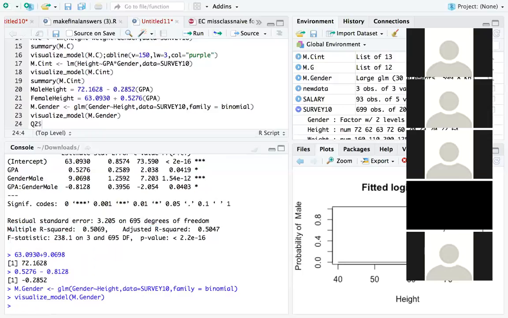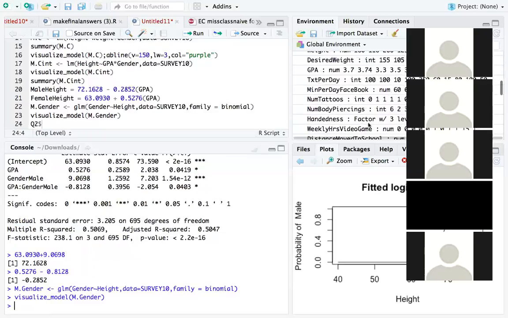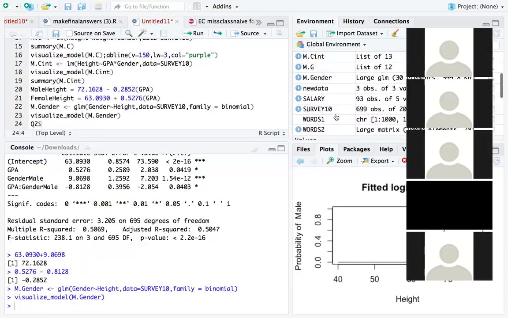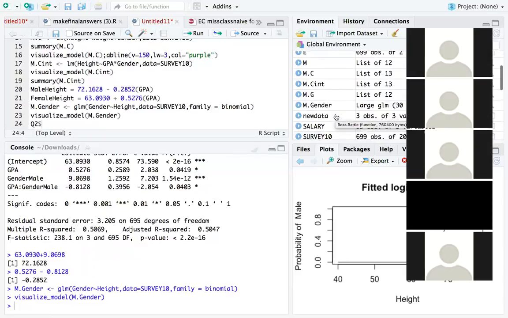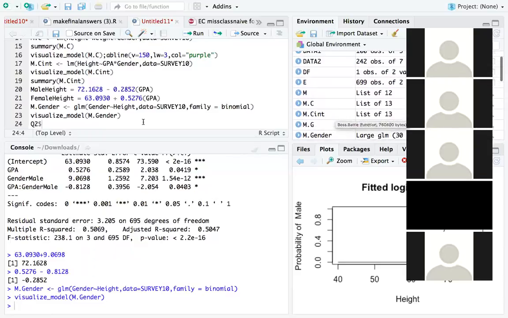But if you have already ran make sum final, and you have, yes. When you look over here in your environment, do you see Q2? Like, I don't have it in mind. It's not showing up. Then go ahead and do this real quick.